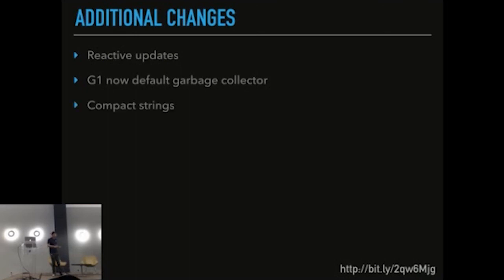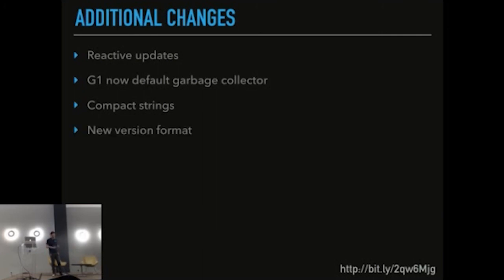Compact strings. In Java 8 and before, strings are backed by a char array. Now they're going to be backed by a byte array. The API is not changing, but it should save memory. One of the Java architects noticed that strings take up the most memory within a JVM. So these two changes would have some pretty good impacts on memory heap usage.